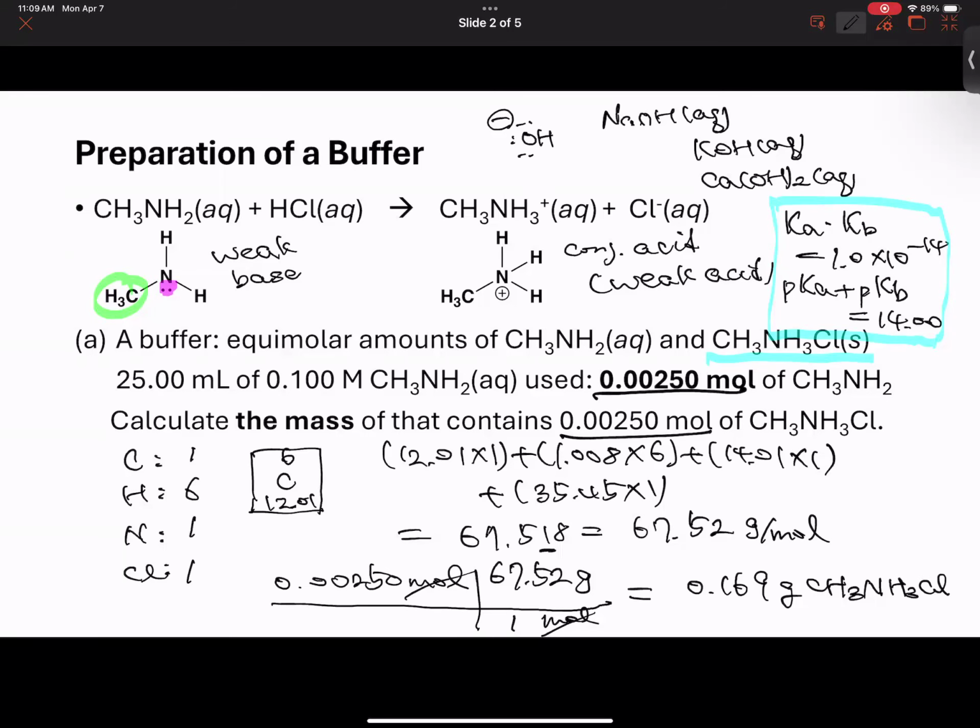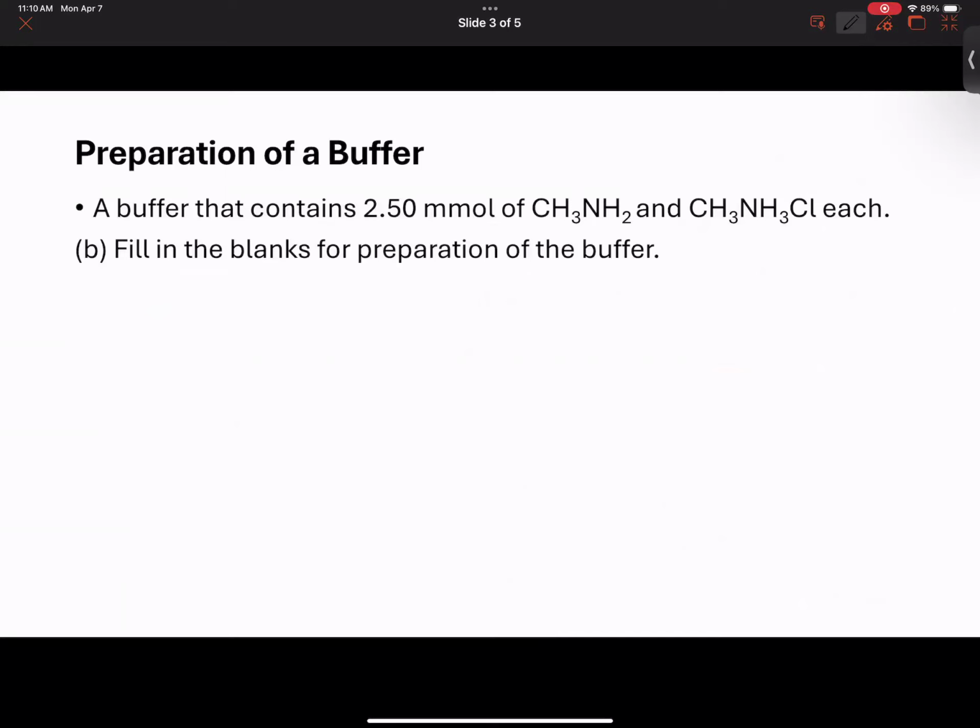Okay. Now, once you do this one, let's work on problem B. And this is asking about experimental steps to prepare this buffer. Fill in the blanks for preparation of the buffer. First, when you look at step 2, it is saying place a solid in the 50 ml beaker. It means that we need to measure out the solid. And the salt, which is methyl ammonium chloride, is a salt.